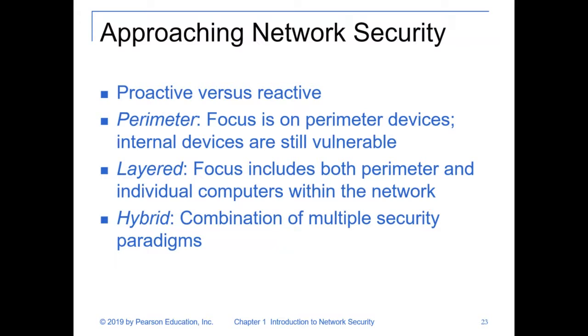The layered approach focuses on both the perimeter and individual computers within a network. So in that, the perimeter is secure, and selected systems within the network are also secured. And a hybrid is a combination of multiple security approaches. In this, the approaches overlap or combine to tighten security. This is the typical approach in the industry.